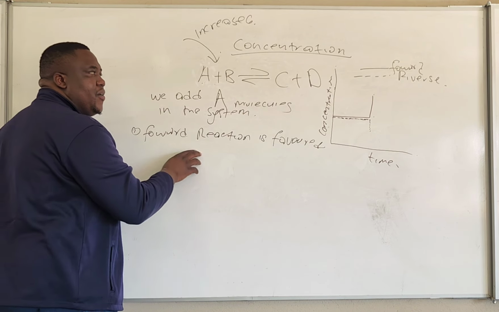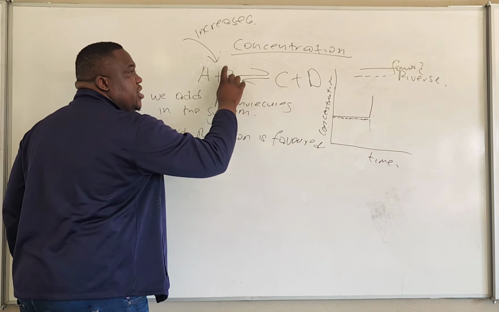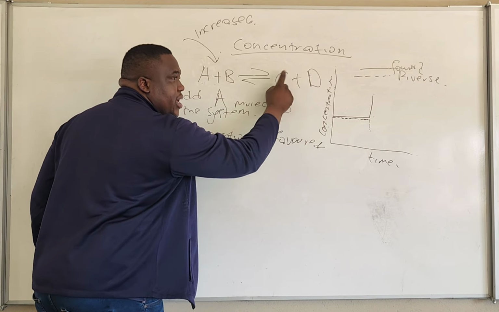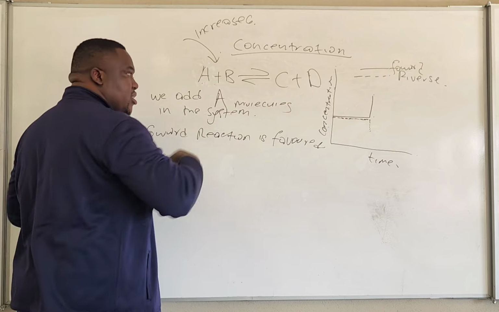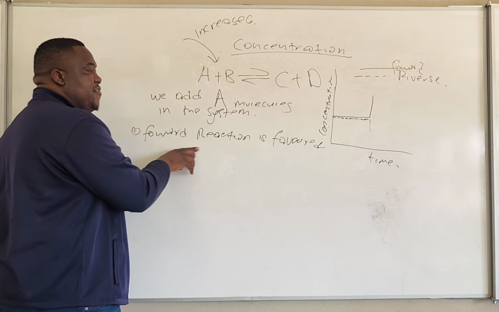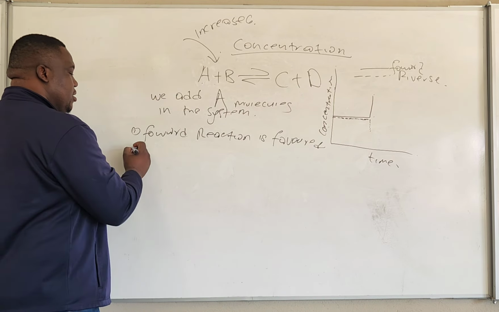Why are we favoring a forward direction? Because a forward direction uses A to form C and D. So we need to use A so that A gets finished. Then we return to equilibrium. You understand? Forward direction is favored.